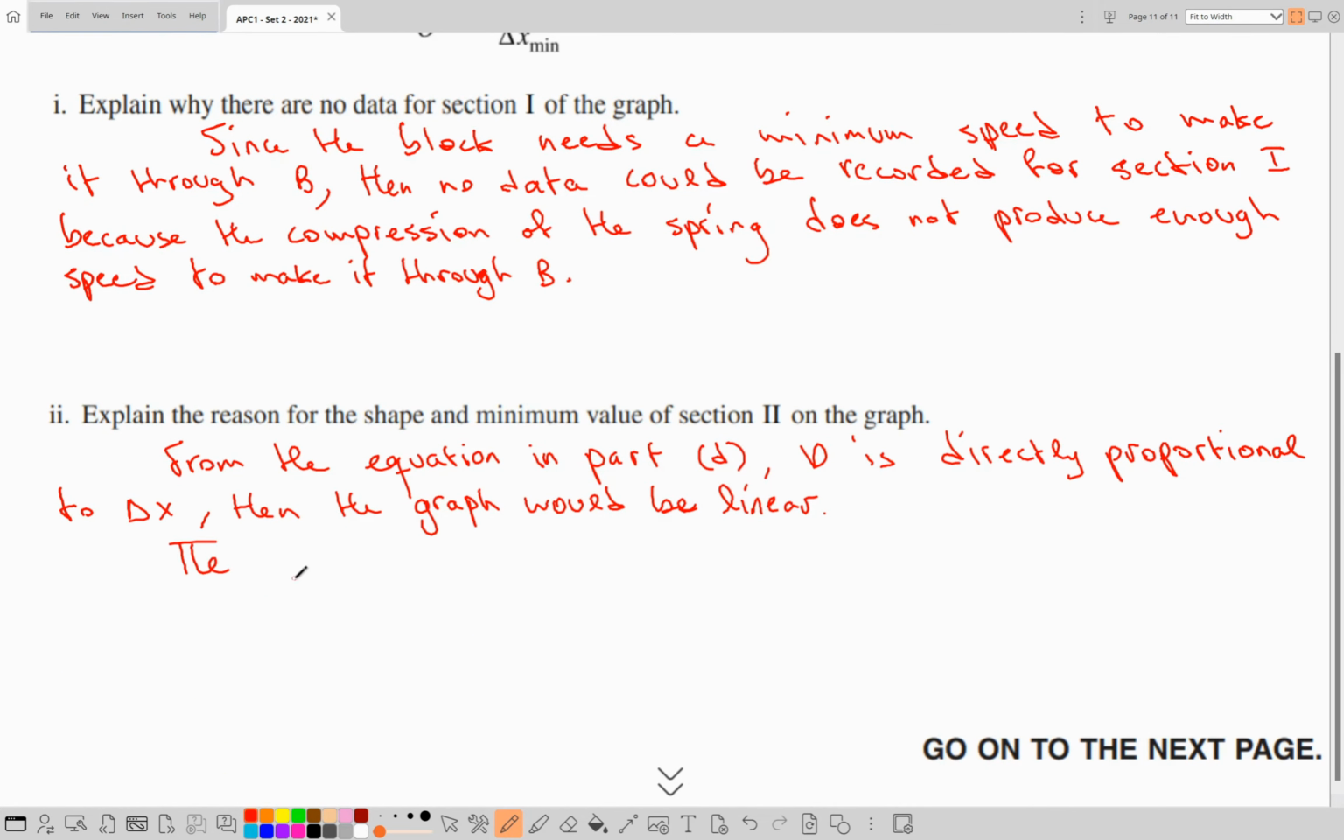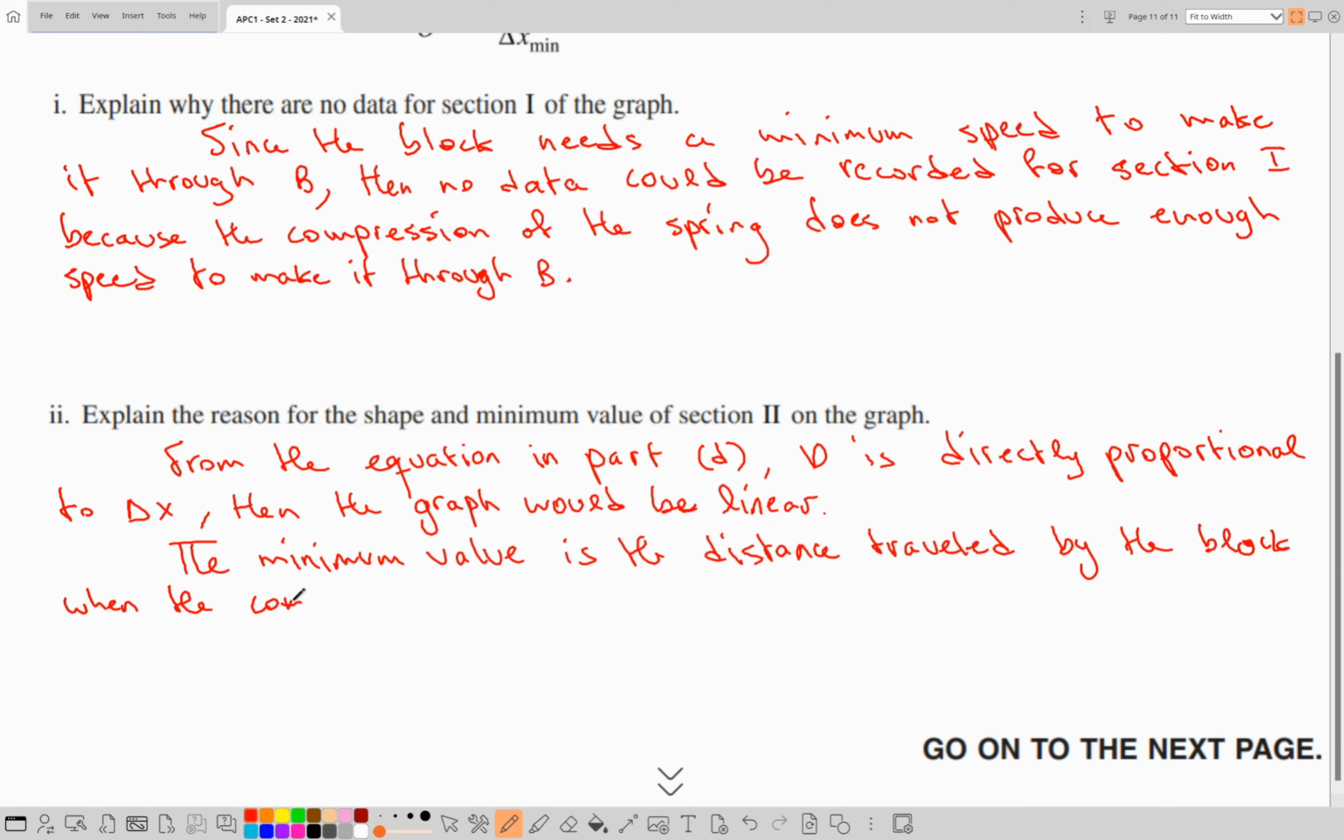The minimum value is the distance traveled by the block when the compression of the spring generates the required speed to make it through B.